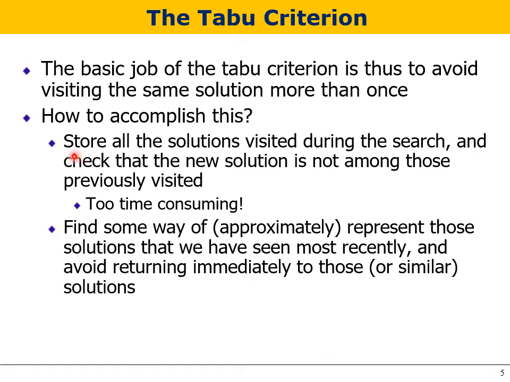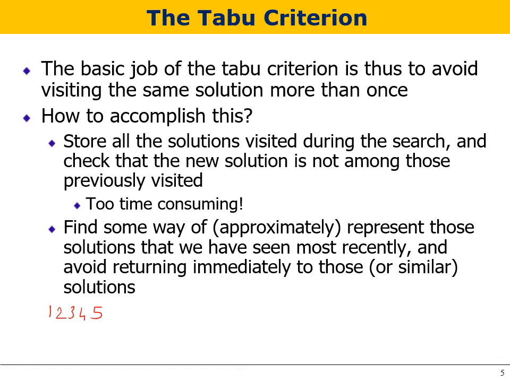So what you can do is store all the solutions visited during the search. Let's assume that we are solving a TSP problem with, let's say, 5 cities. Assume we started with this sequence 1, 2, 3, 4, 5, and then we used, let's say, pairwise interchange.